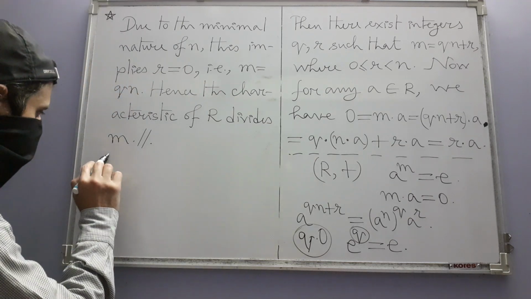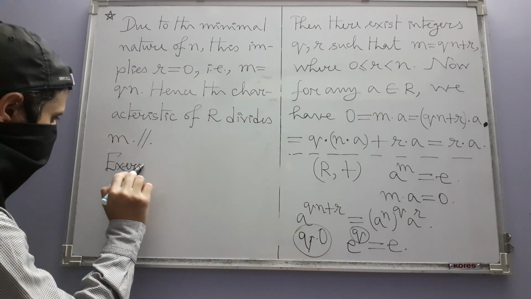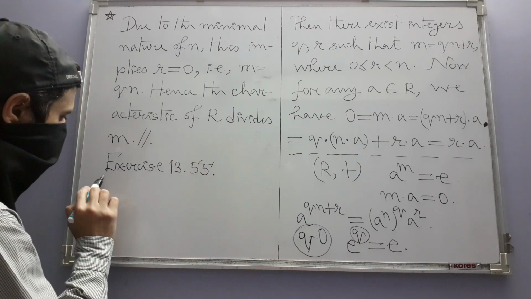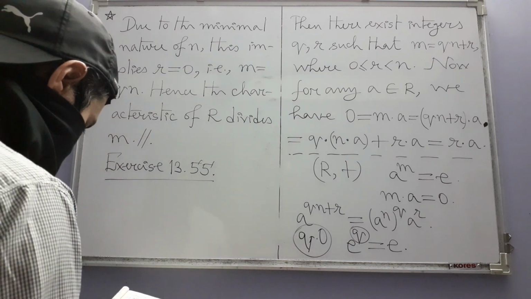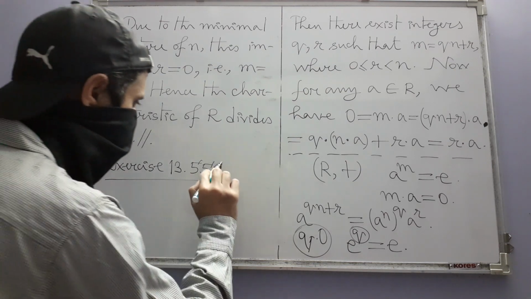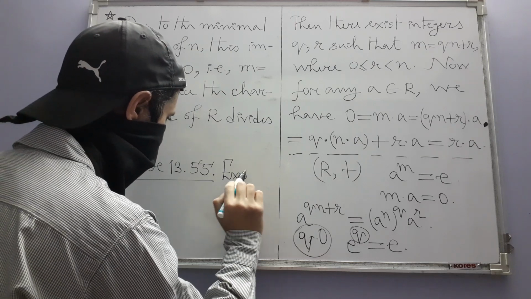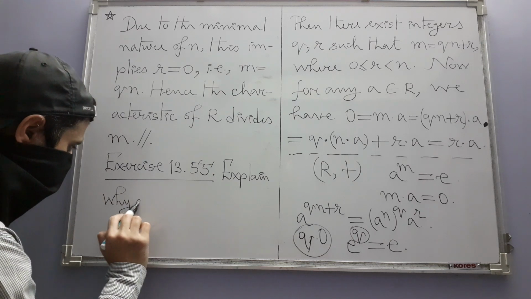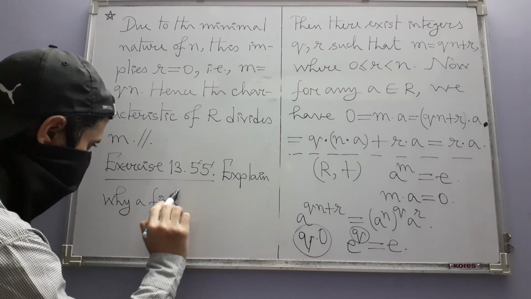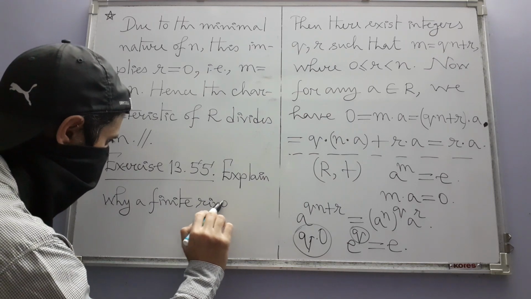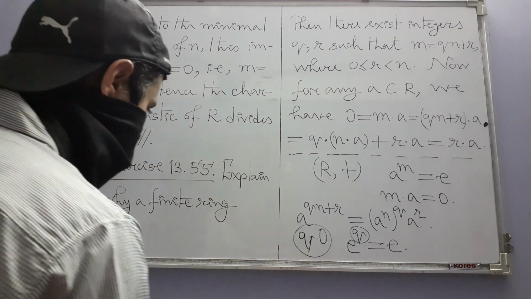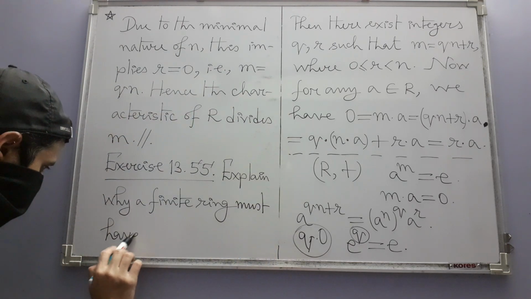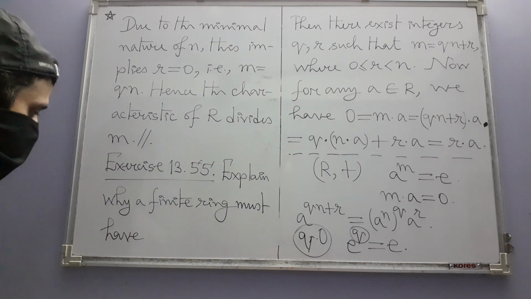Next, explain why a finite ring must have a non-zero characteristic.